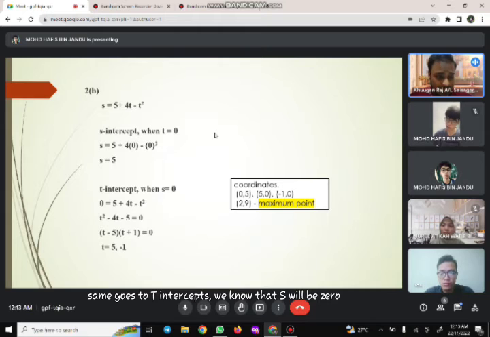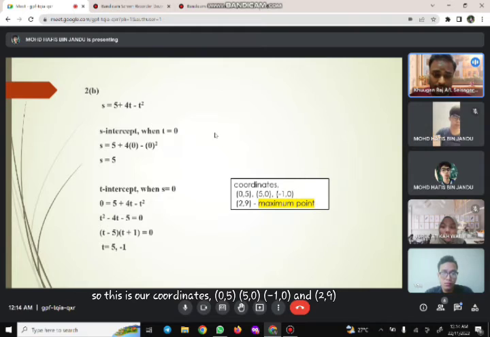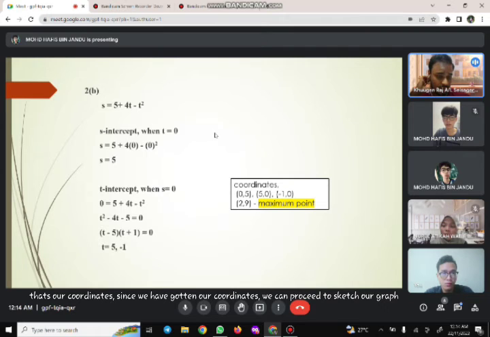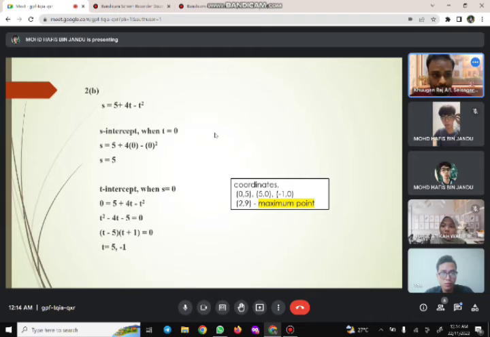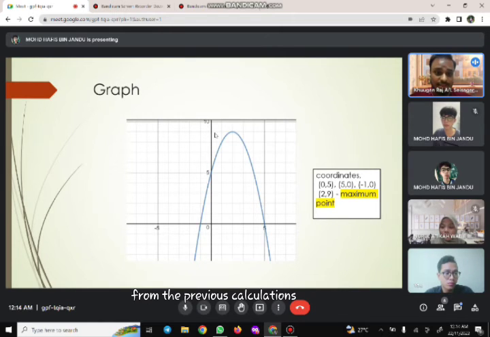Same goes for the t-intercept. We know that s will be 0. So substitute the 0 into the equation and we will get t equals 5 and negative 1. So these are our coordinates: 0, 5; 5, 0; negative 1, 0; and 2, 9. Since we have gotten our coordinates, we can proceed to sketch our graph. Next. So this is our graph based on the coordinates we obtained from previous calculations.